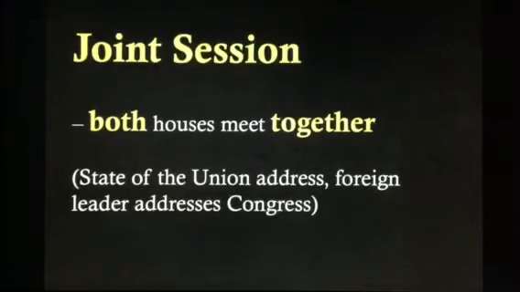A joint session of Congress is when both chambers meet together, both houses meet together. This is when the president has a State of the Union address or a foreign leader may address Congress. It's a joint session. They're together.